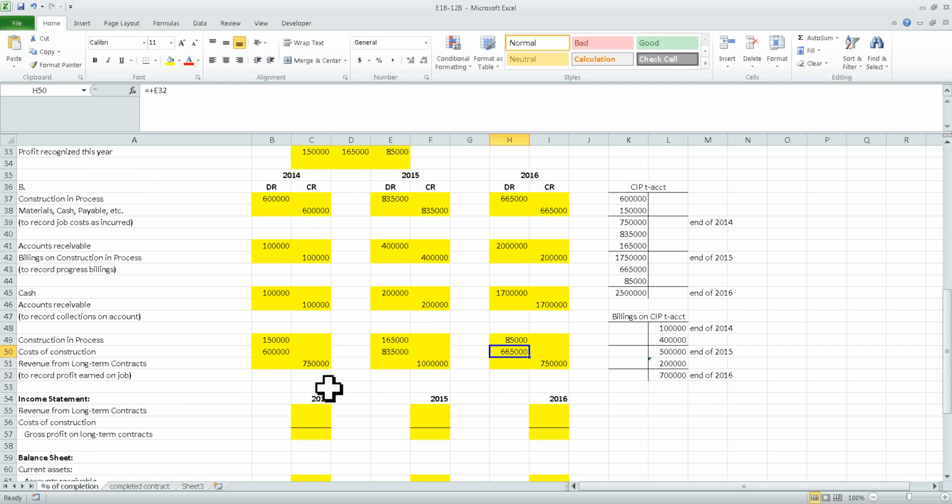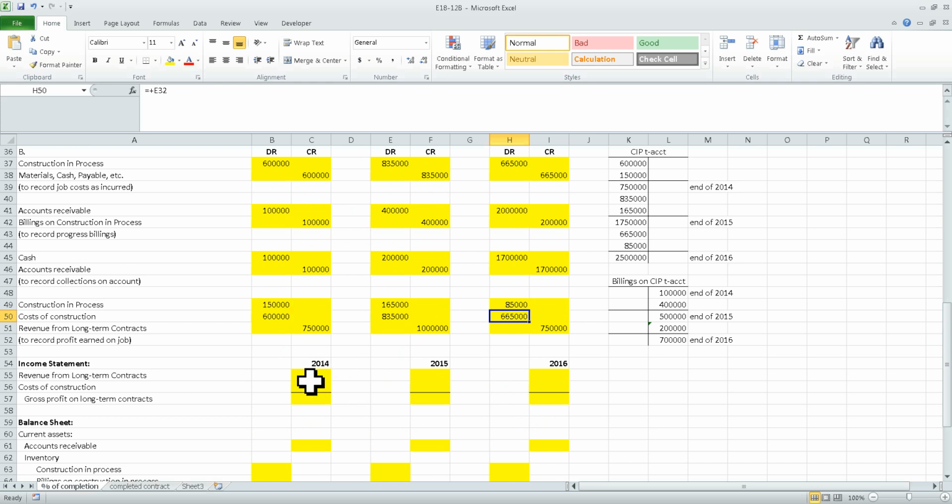So let's see how our income statement is going to look now as a result of this last journal entry. On the income statement of 2014, we're going to have revenue of $750,000, cost of construction of $600,000 with gross profit on job of $150,000. Our income statement for 2015 is going to show revenue of $1 million, cost of construction of $835,000, and of course the difference between those two is going to be the gross profit that we're going to recognize, which is the same as the entry to the CIP account there.